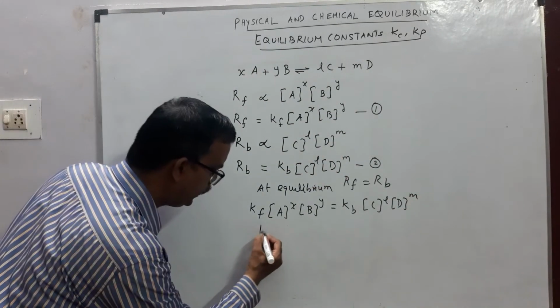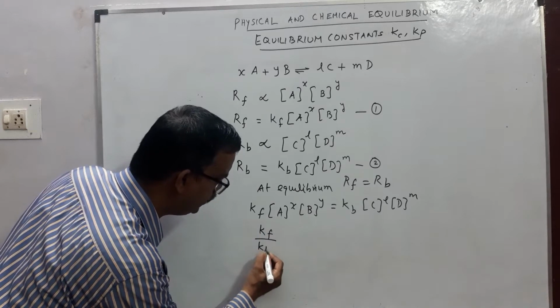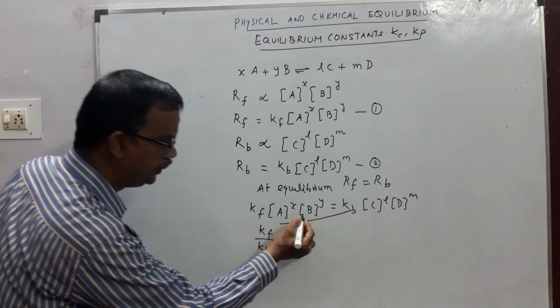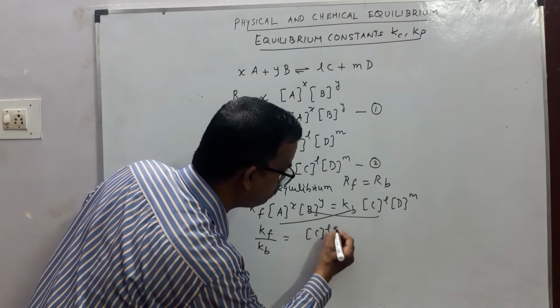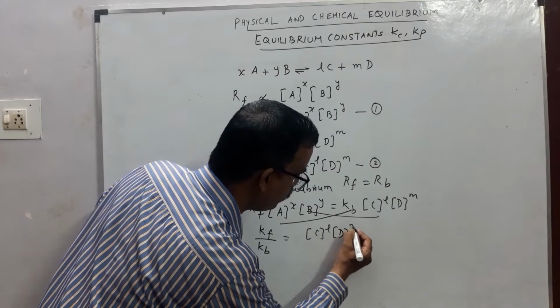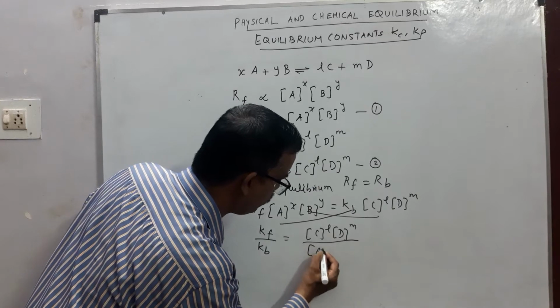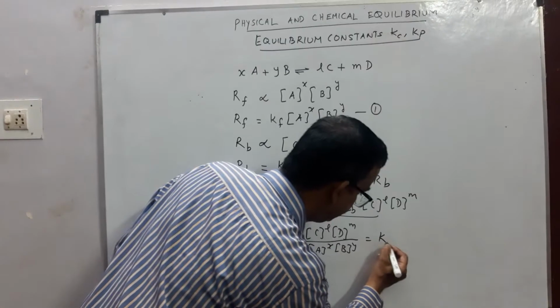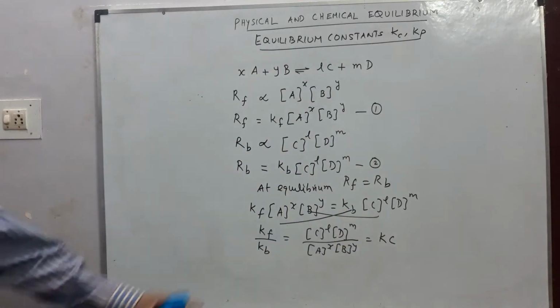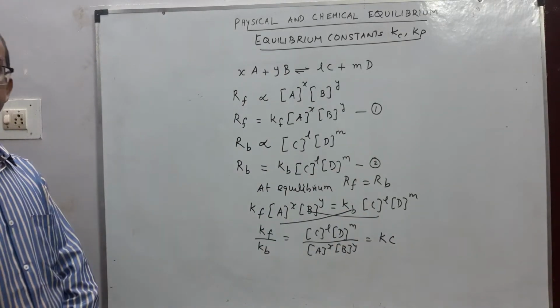Kf by Kb is equal to concentration of C to the power of L, D to the power of M, by A to the power of X, B to the power of Y. This is nothing but Kc, the equilibrium constant.